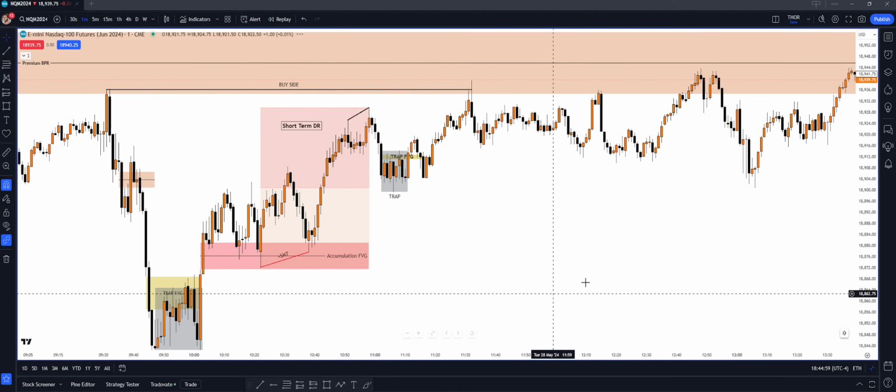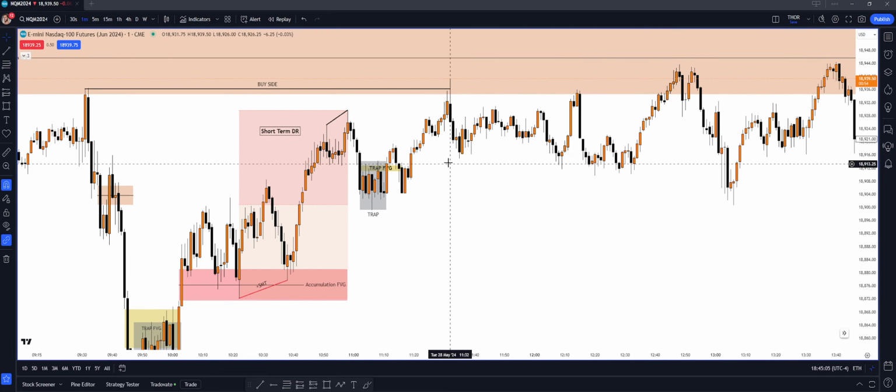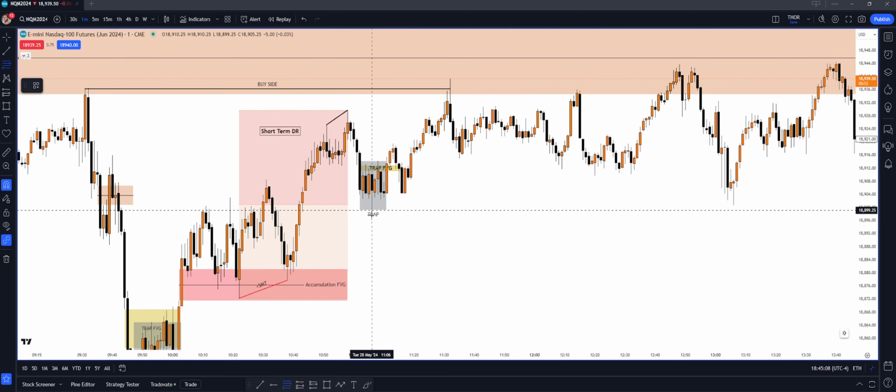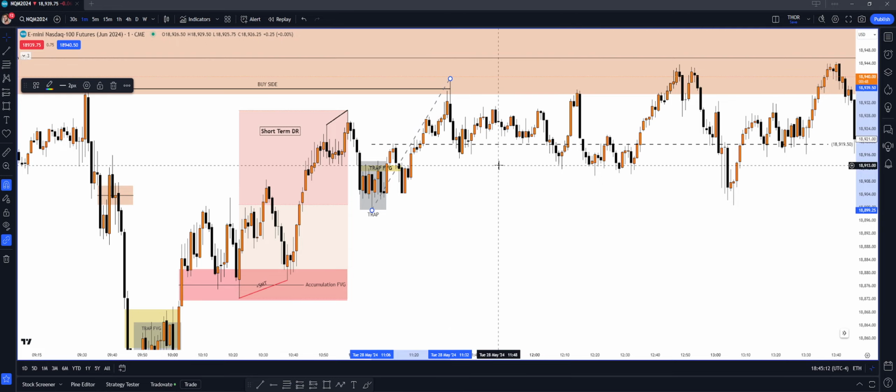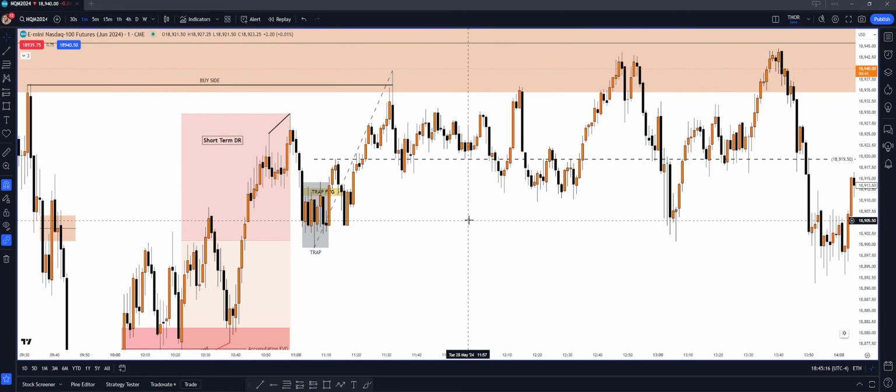Now let's move further. Now the buy side was taken out and it was consolidating, right? Now you have a new dealing range at this level, from the trap, which is the smart money reversal, all the way to the high. Now you have this dealing range, okay? Now you can look for this dealing range to hold if it wants for bullish delivery.